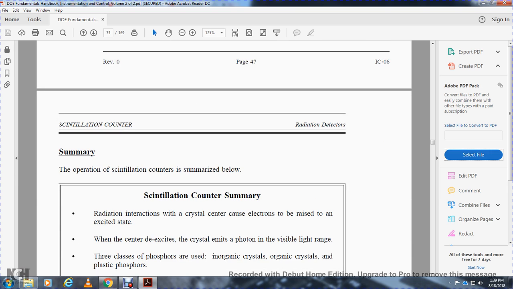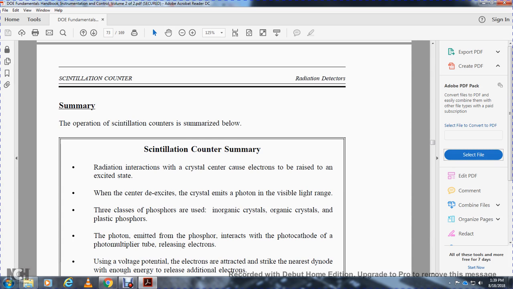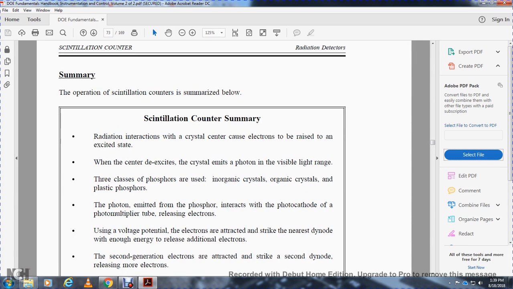Summary: the operation of scintillation counters is summarized. Radiation interacts with the crystal, causing electrons to be raised to an excited state at the activator center. The center de-excites, and the crystal emits a photon in the visible light range. Three classes of phosphors are used: inorganic crystals, organic crystals, and plastic phosphors.